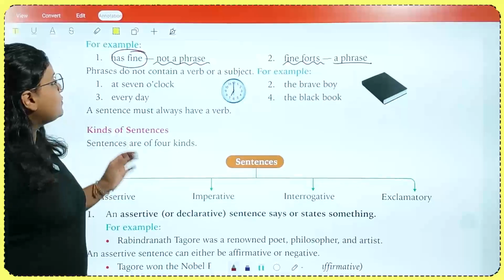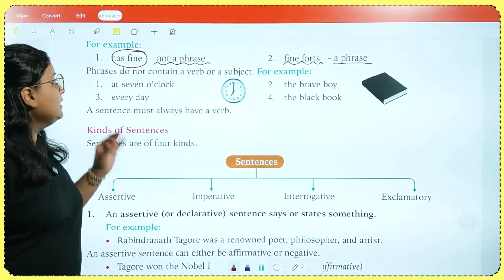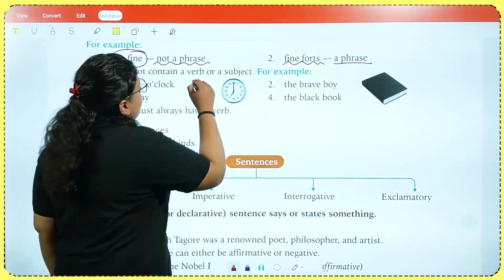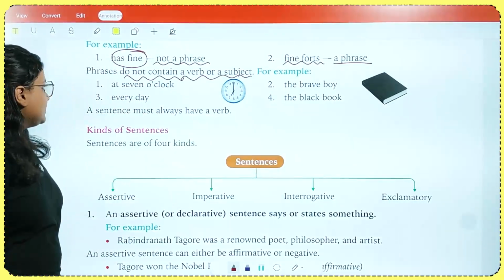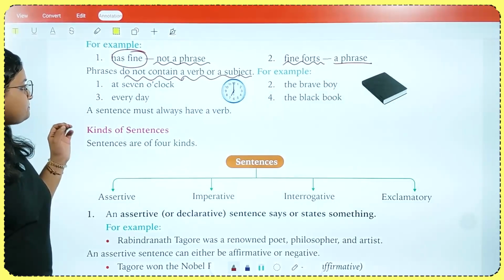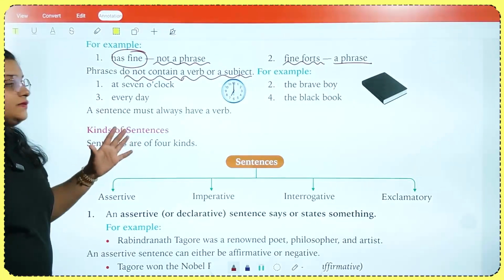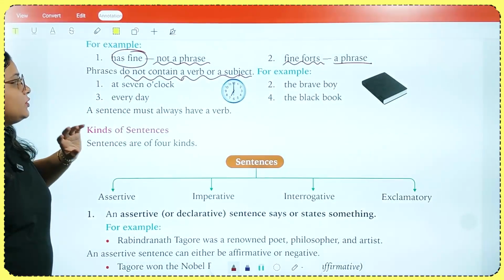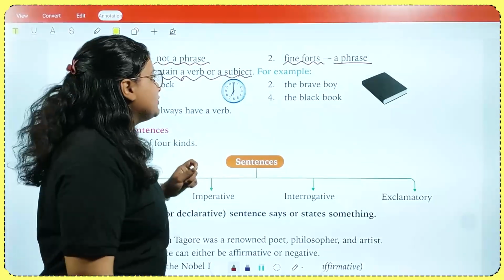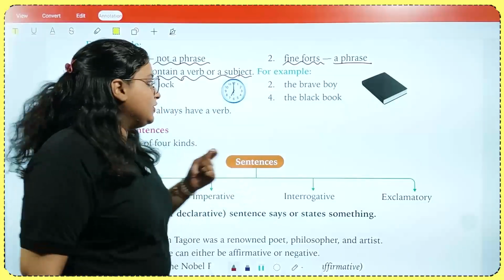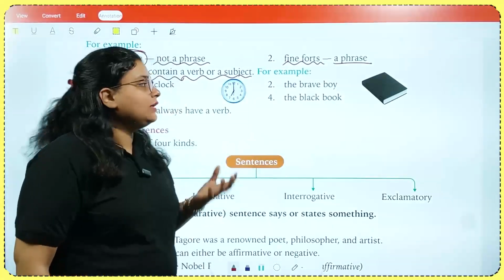Okay. Phrases do not contain a verb or a subject. For example, अब जो भी आपका phrase होगा उसमें एक verb और subject नहीं होगा. ठीक है. They do not have the verb or a subject. ठीक है. At 7 o'clock. So this is a phrase because it does not have any verb or subject, but it makes some sense. It makes some sense कि 7 बजे. It's saying 7 बजे. The brave boy. The brave boy इसका भी सेंस है. Every day, हर रोज. The black book, काली वाली बुक है ना, काली किताब.